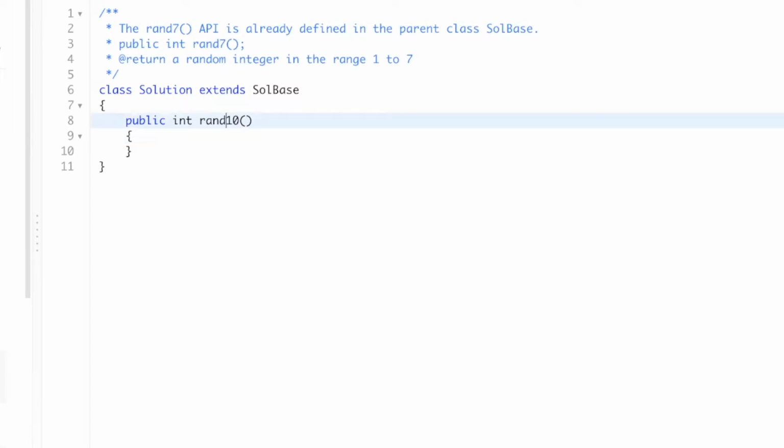All right, I'm going to show you how to implement Rand10 using Rand7. So really quick, let's get some obvious stuff out of the way. We can't just do return Rand7 because then it's impossible to generate the numbers 8, 9, and 10. And we're trying to implement Rand10 here.